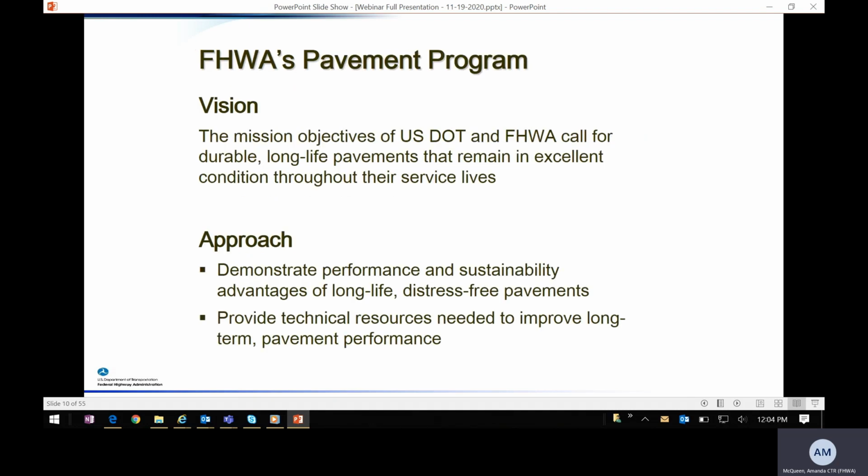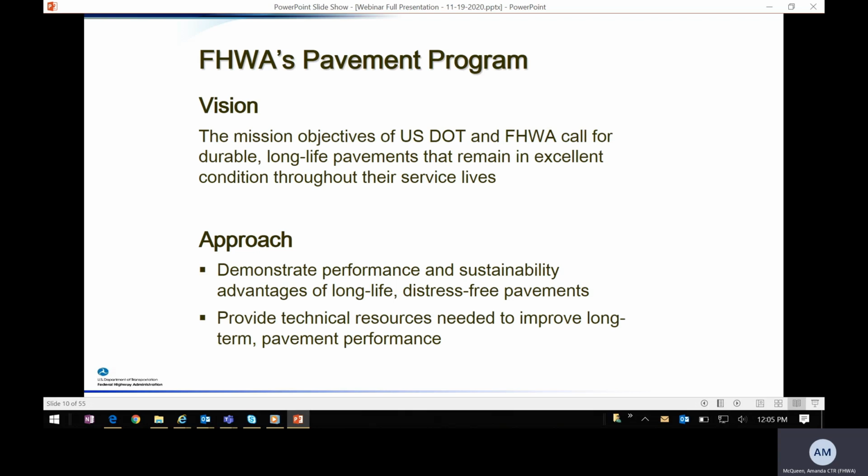Based on these mission statements, what I can gather is that the mission objectives of USDOT and FHWA are really calling for a durable long life pavement that remains in good and excellent condition throughout the service lives. So how we do that is, I think, number one, we have to first demonstrate performance and sustainability advantages of long life, distress-free pavements. And then we need to provide some technical resources that'll help in building and maintaining these long life pavements.